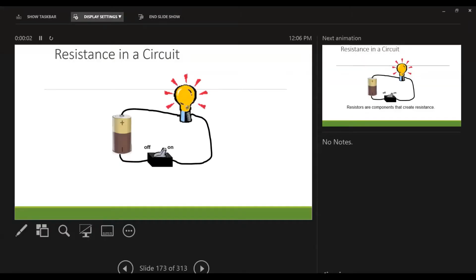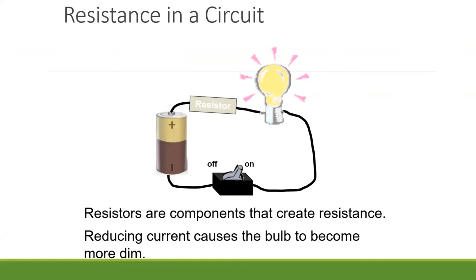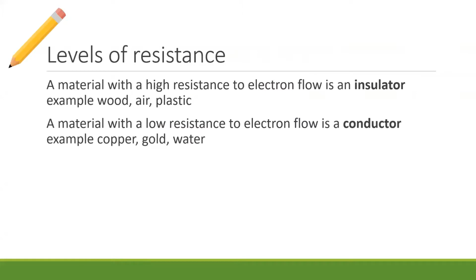If you put a resistor in, it makes it harder to flow, which means that lights will become dimmer. We said that a material with high resistance is called an insulator, like wood, air, and plastic. A material with low resistance, which allows all the electrons to move super easily, is something like copper, gold, or water. These are all great conductors that allow electricity to go through.